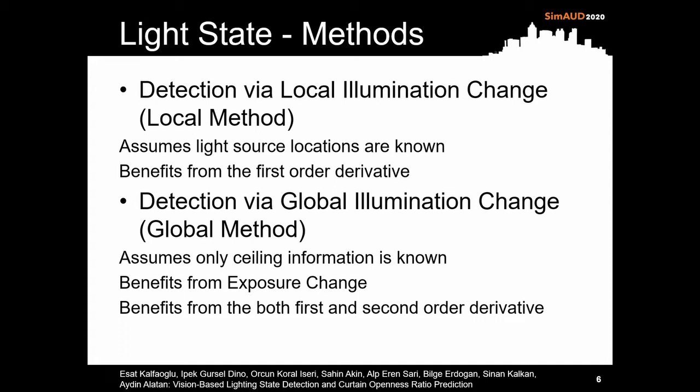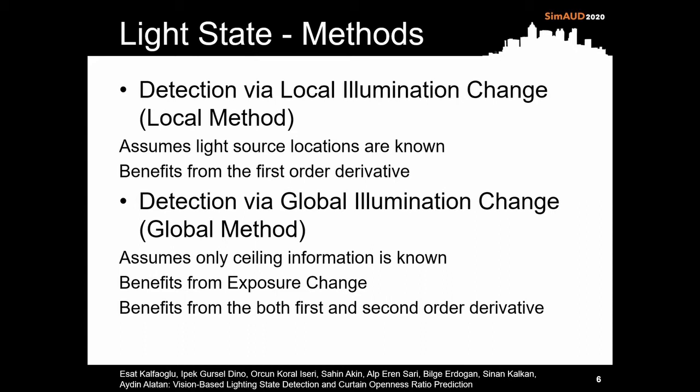On the other hand, the global method assumes that the light source locations are not known and only the ceiling area is given to the system. The global method tries to benefit from the exposure change. To make it clear, when there is a change in the light of the environment, the camera still tries to make the average intensity constant to present a better image. For example, when the light is turned on, the average intensity in the global image first increases but then decreases because of the camera exposure response.